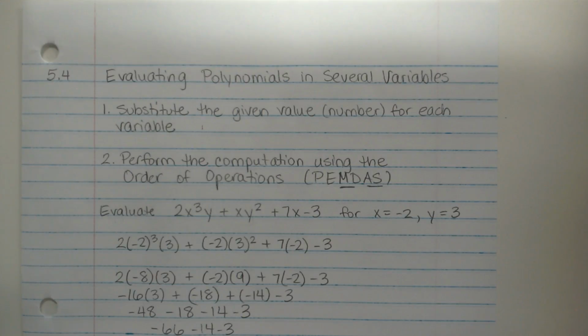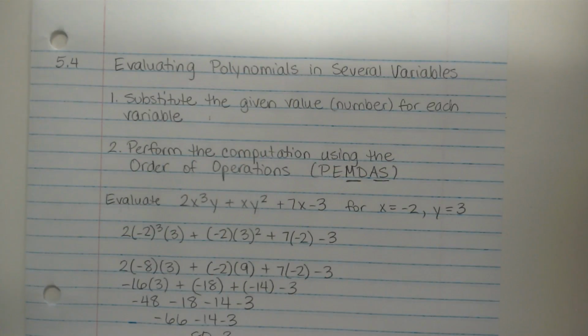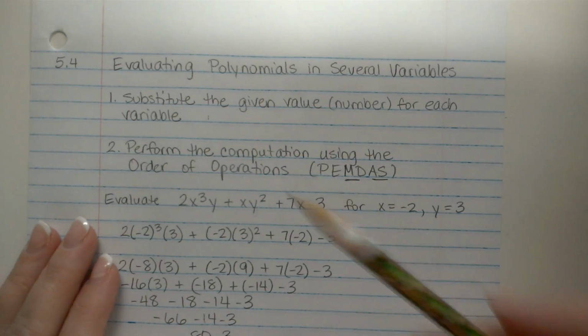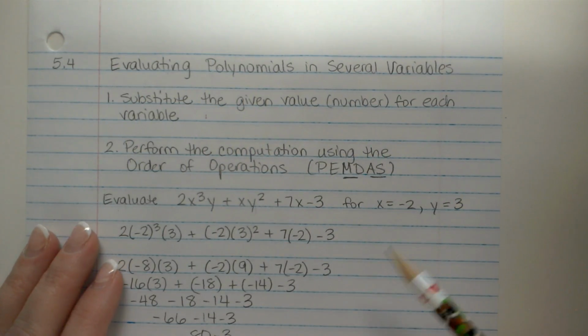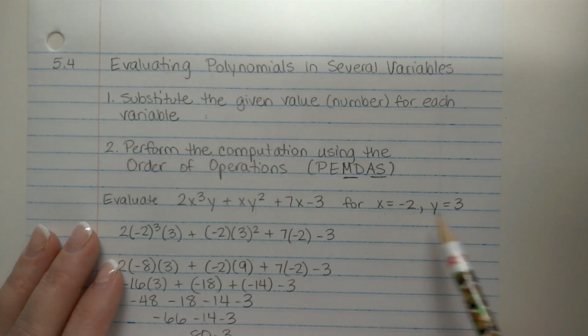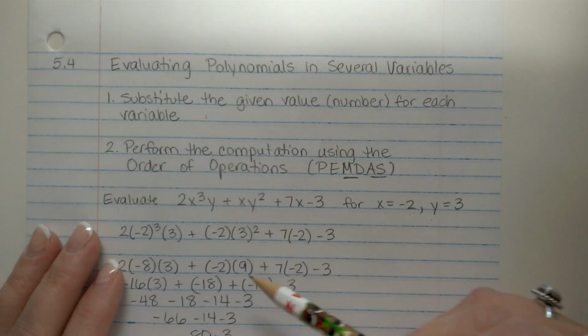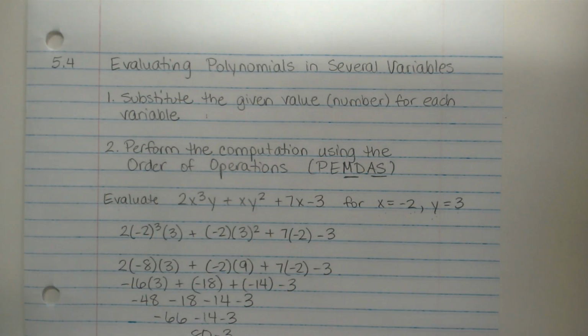Okay, in this video, we're going to be talking about evaluating polynomials that have several variables. In other words, we're going to have x's and y's and z's and r's and s's and whatever all mixed together. When we talk about the word evaluating, that means that you're given some value for the variable and you have to put it into the expression and then find out what the answer to that expression would be.